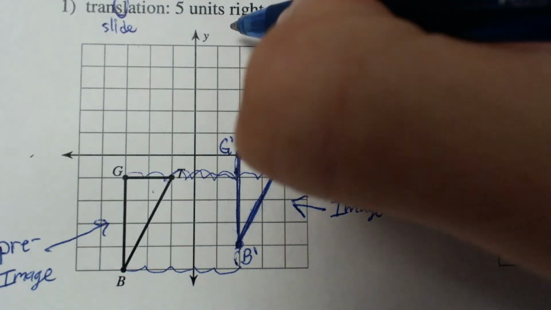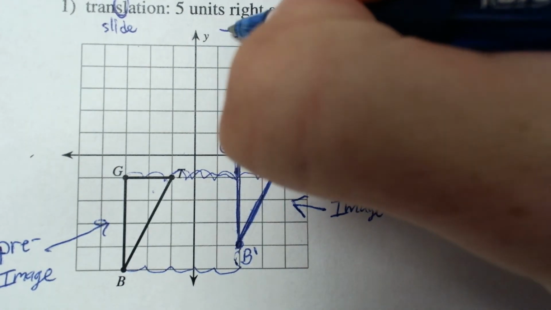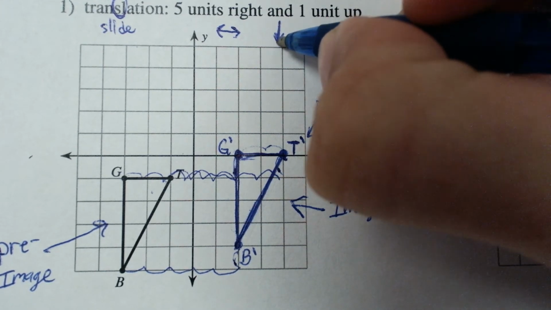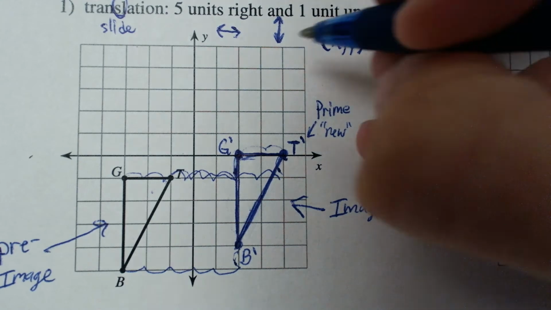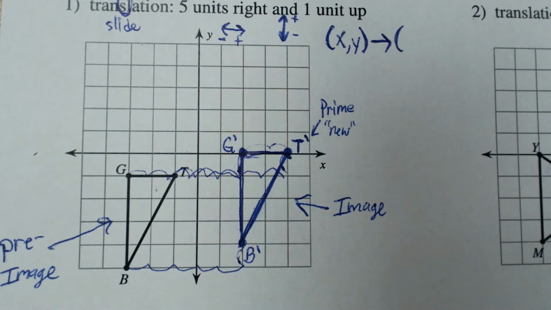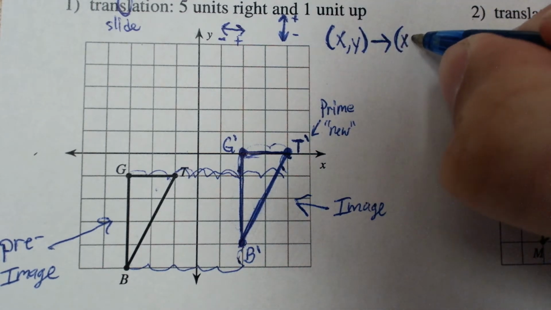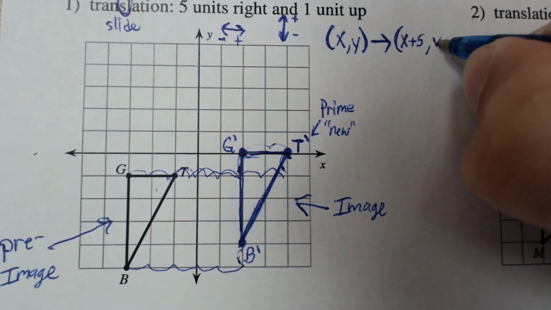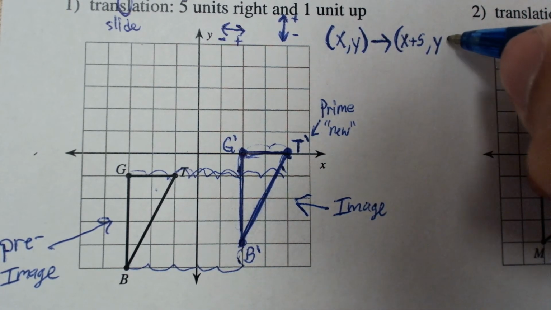Now, we know that our x-axis moves things left and right, and our y-axis moves things up and down, with up being positive, down being negative, right being positive, left being negative. So we're moving 5 units right. That's going to be our x, and we're going to add 5. And then for our y, 1 unit up, so you're going to take your y and you're going to add 1.